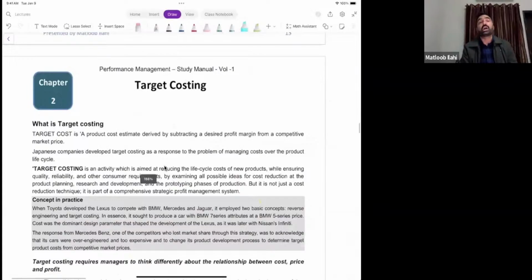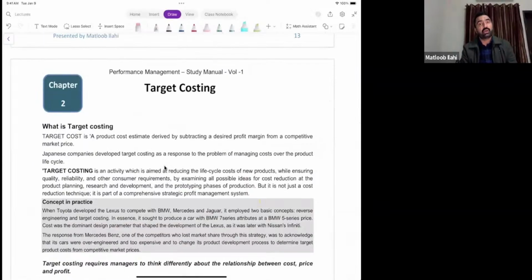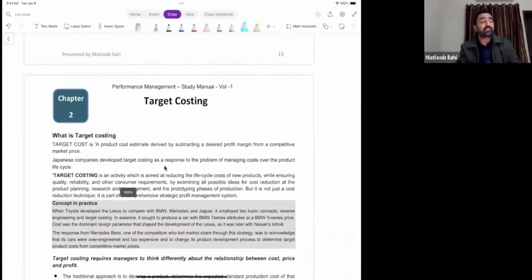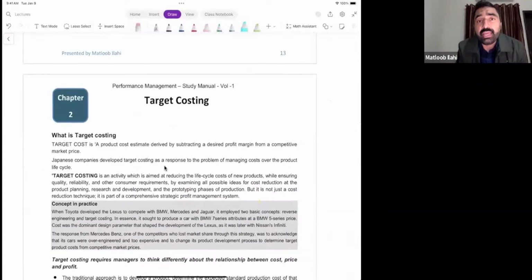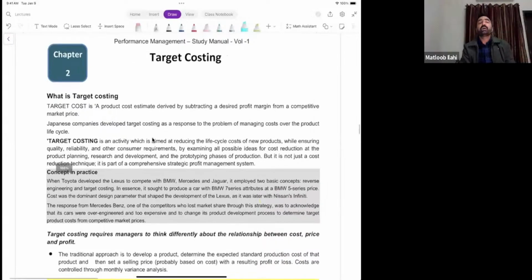Now we are going to discuss another approach towards costing, another method of costing. First of all, let me make it simple. In ABC, we have learned how to deal with overheads. So ABC is a method of dealing with overheads. In ABC, we don't deal with direct cost, we only deal with overheads. But in target costing, we are going to have a different mindset towards how to calculate cost.